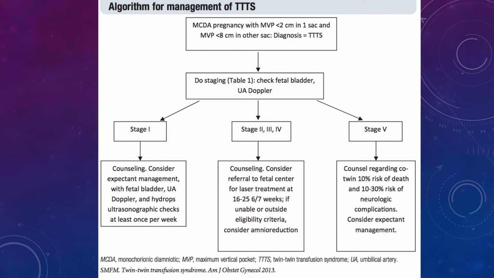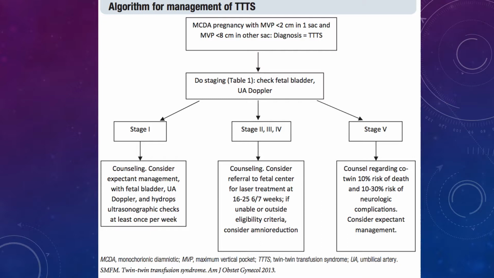All right, so for laser treatment, as you can see, it really depends on the stage of it. But what happens is you want to eliminate the abnormal vascular connections between the twins. And you're going to do that by directly hitting those abnormal vascular connections with a laser beam that they are going to insert through a thin fiber optic scope into the abdominal wall of the mother, through her uterus, and into the amniotic cavity of the recipient twin.